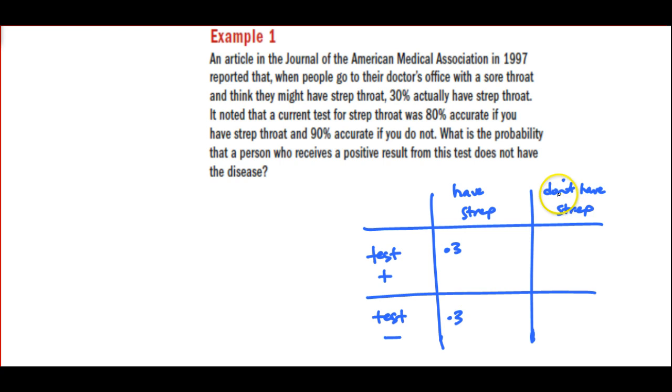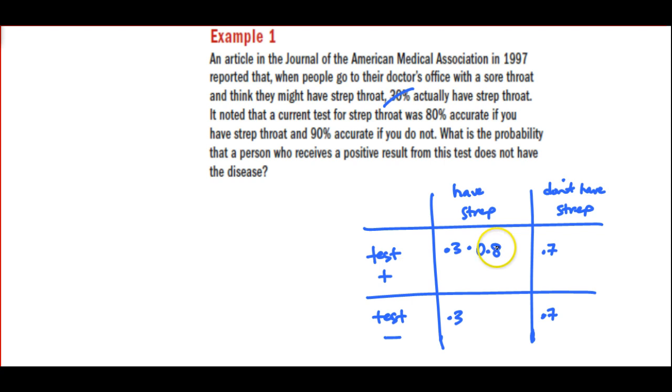So then the fact that you don't have strep throat would be the complement to that. 70% of the time you don't. So that takes care of our first number. Then the test for strep throat was 80% accurate when you have strep. So it's 80% accurate, meaning it's going to say that it's a positive result when you have the disease. So we're going to multiply that by 0.8.